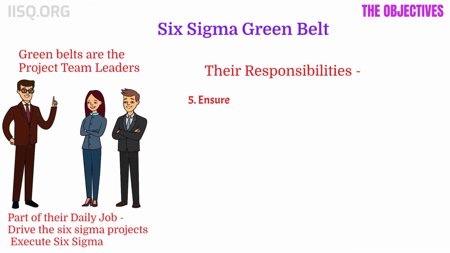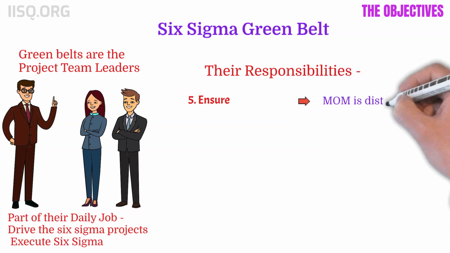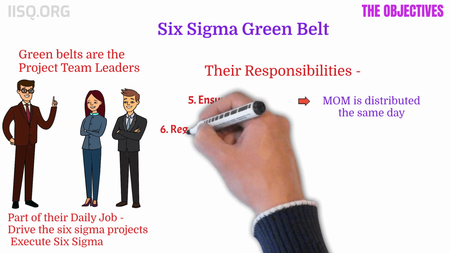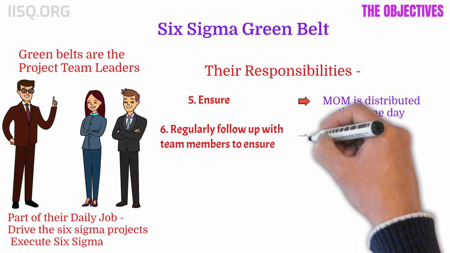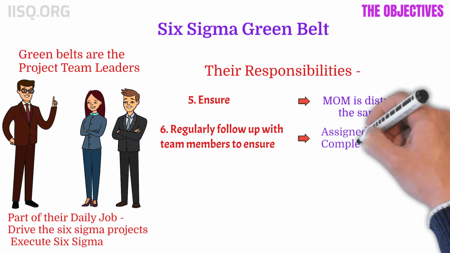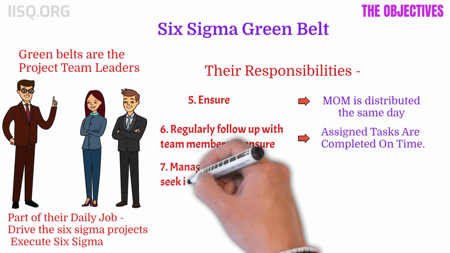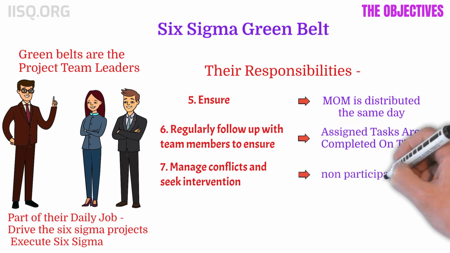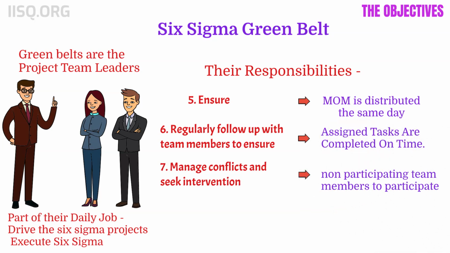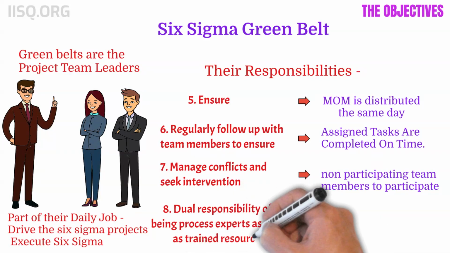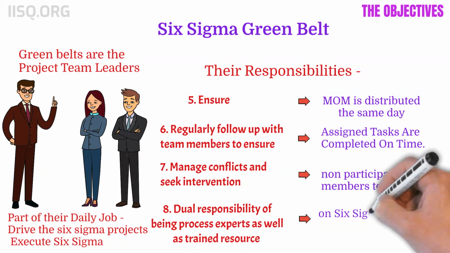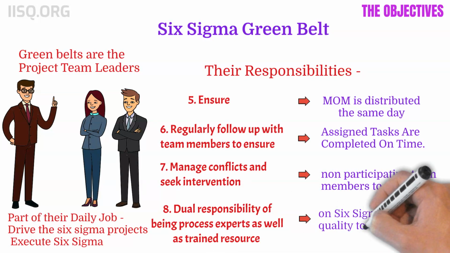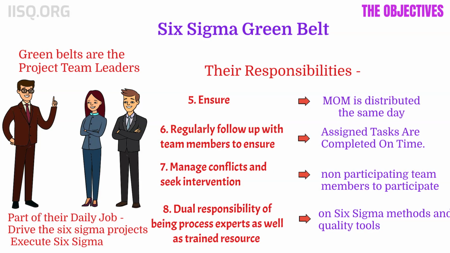To ensure that minutes of meetings are distributed the same day. Regularly follow up with team members to ensure that assigned tasks are completed on time. To manage conflicts and seek intervention of the process owner or champion, if necessary. They also play a dual responsibility of being process experts as well as trained resource on Six Sigma methods and quality tools.